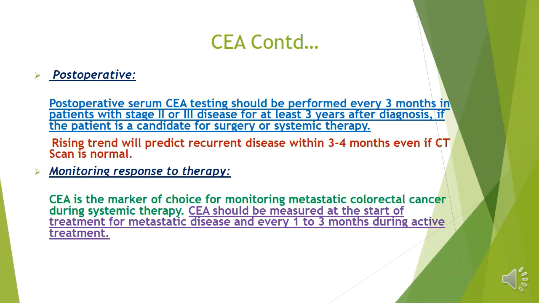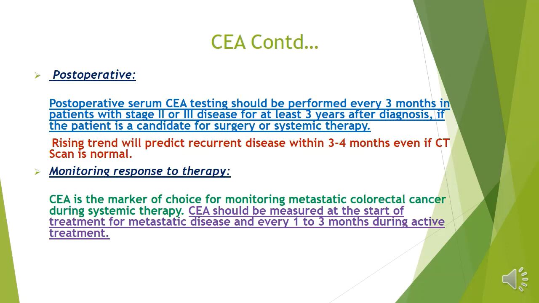A rising trend will predict recurrent disease within 3 to 4 months, even if the CT scan is negative. That is the beauty. With tumor markers, you will be able to get a response much earlier than the radiological investigations. They will tell you there is a possibility of recurrence. You can counsel the patient: now it is a rising trend, you are doing it every 3 months, so possibly it may come back within 3 to 4 months. CEA should be measured at the start of treatment for metastatic disease and every 1 to 3 months during active treatment. So these are the guidelines.